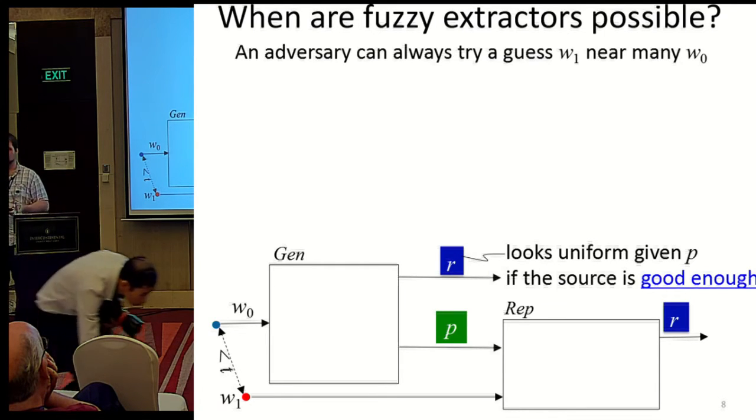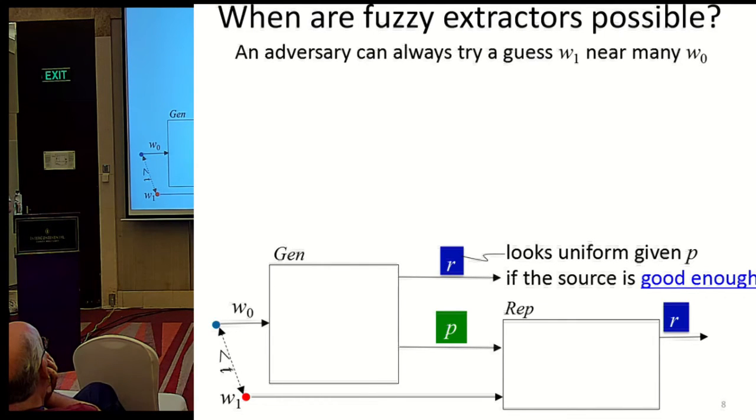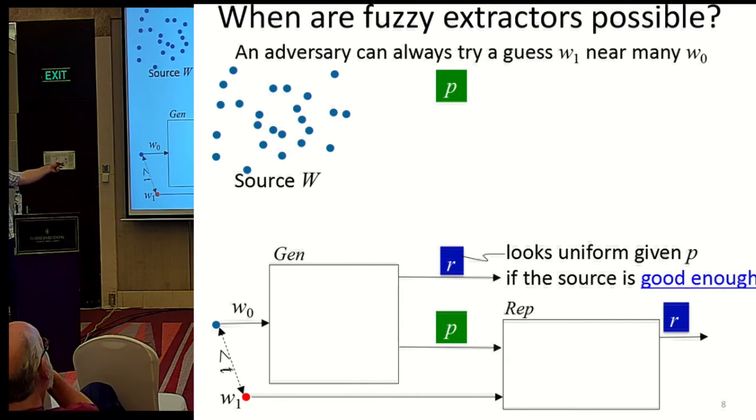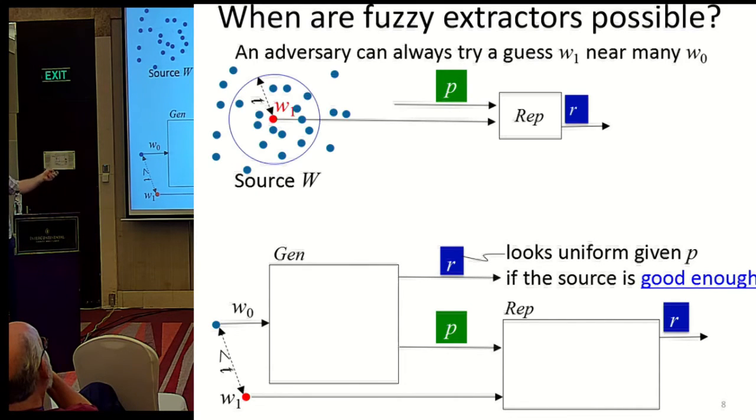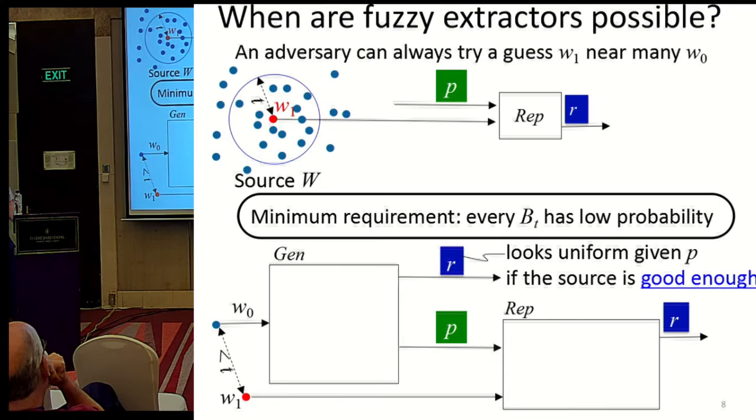So what we can do in this setting is that an adversary doesn't have to exactly guess W0. What they have to do is they get to provide an input W1, and they should provide an input W1 that's near many possible values. So it looks like they don't have to guess any of these points. They can provide an input point here, and they win the game if the point they provide was close to the actually generated point. So the equivalent condition is that every ball of radius t should have low probability.